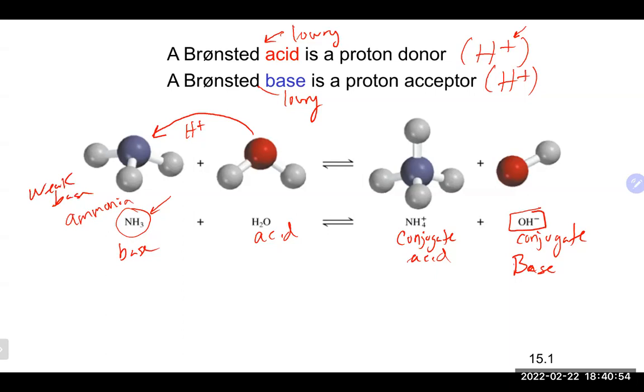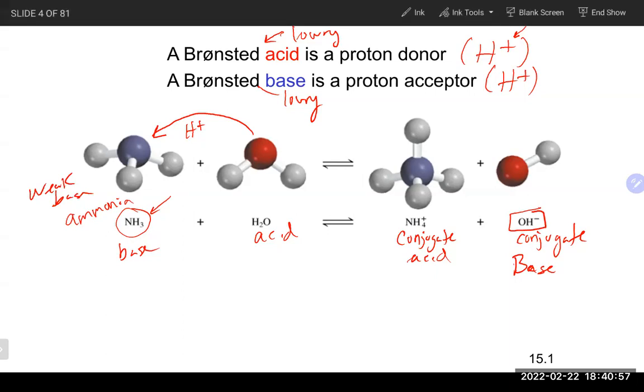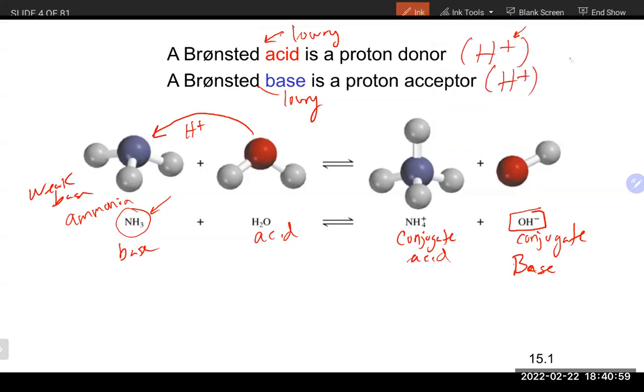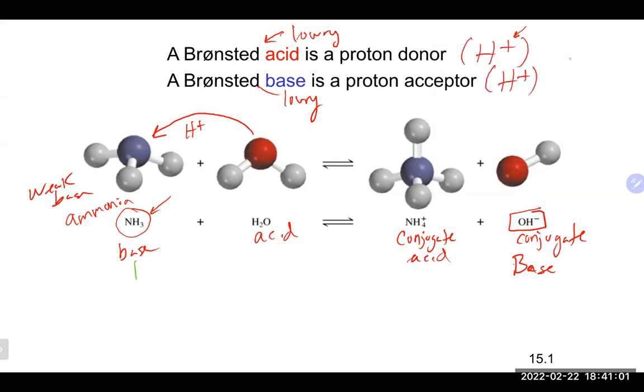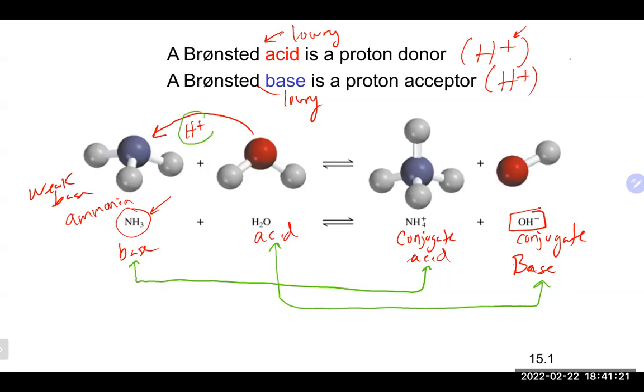There is a relationship between the acid and base and the conjugate acid and base. The base on the left-hand side is partnered with the conjugate acid on the right-hand side. The acid on the left-hand side is partnered with the conjugate base on the other side. The only difference between the two sides is one H plus, since it is basically given away one at a time.